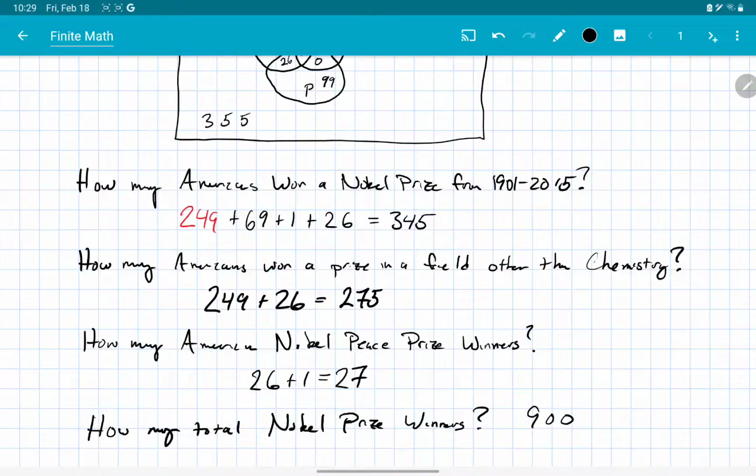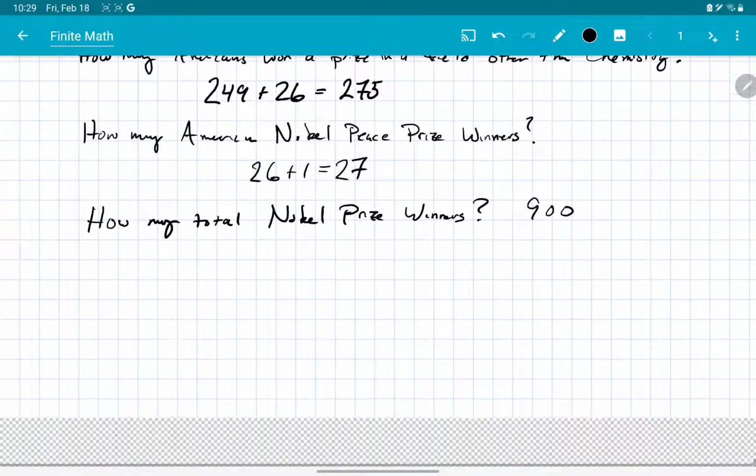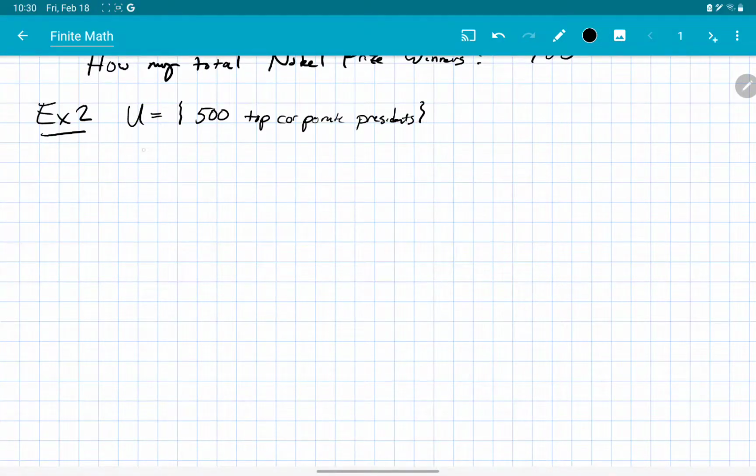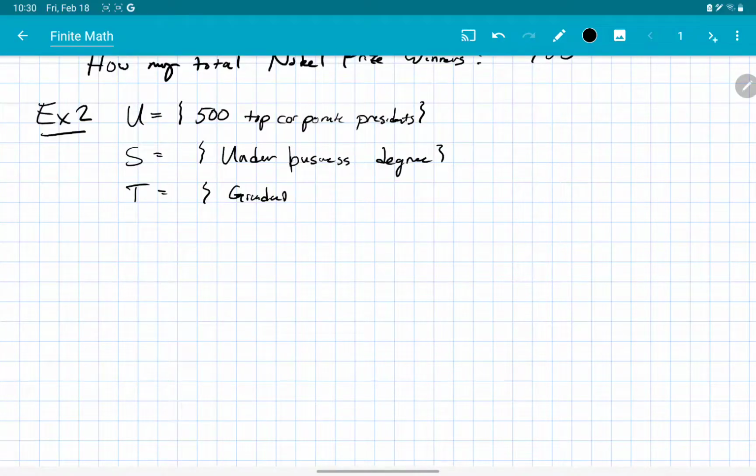Any questions? Okay, let's look at another one. This is a data set we looked at before. U is going to be 500 top corporate presidents. S is going to be those with an undergrad business degree. And T is going to be those with a graduate business degree.